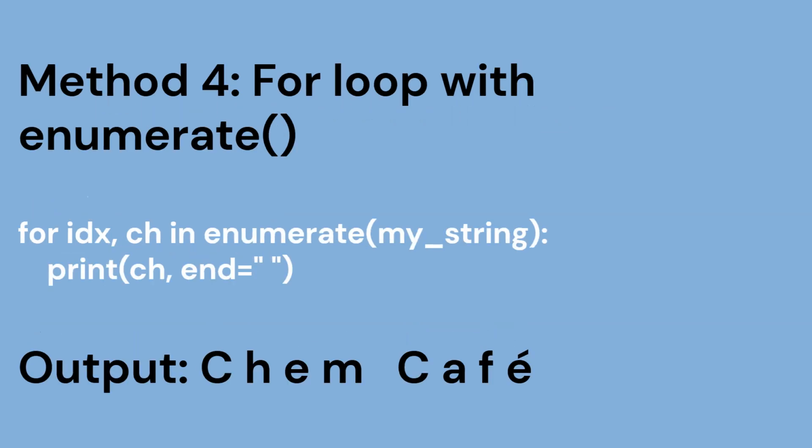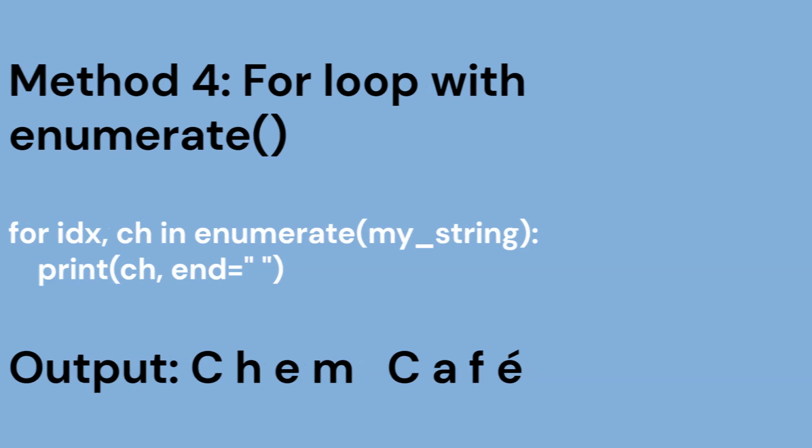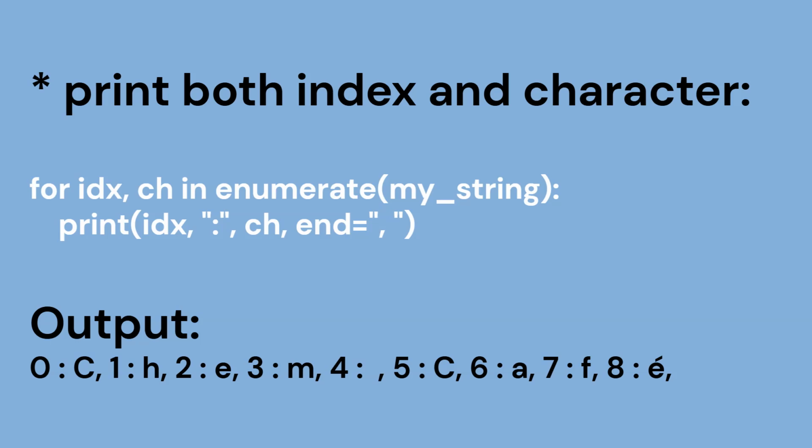Method 4. For loop with enumerate. For idx, ch in enumerate(my_string): print(ch, end=' '). Output: c h e m blank space c a f é. Enumerate is like having a lab assistant who not only hands you the sample, but also labels it with the index. Super handy.